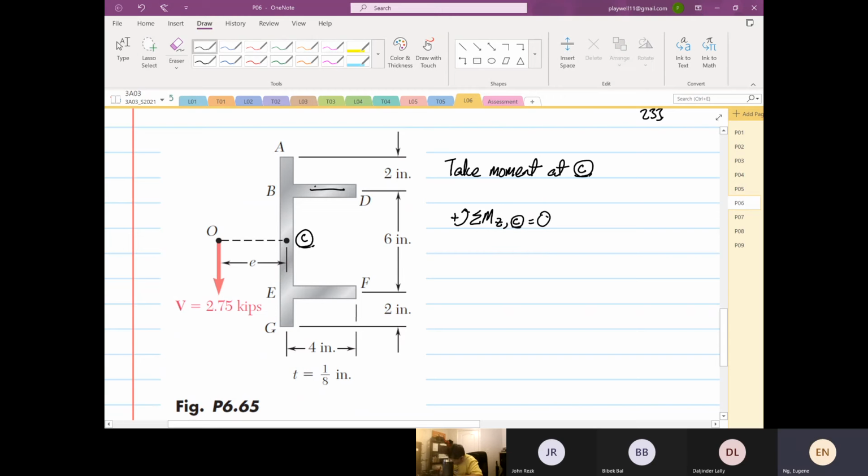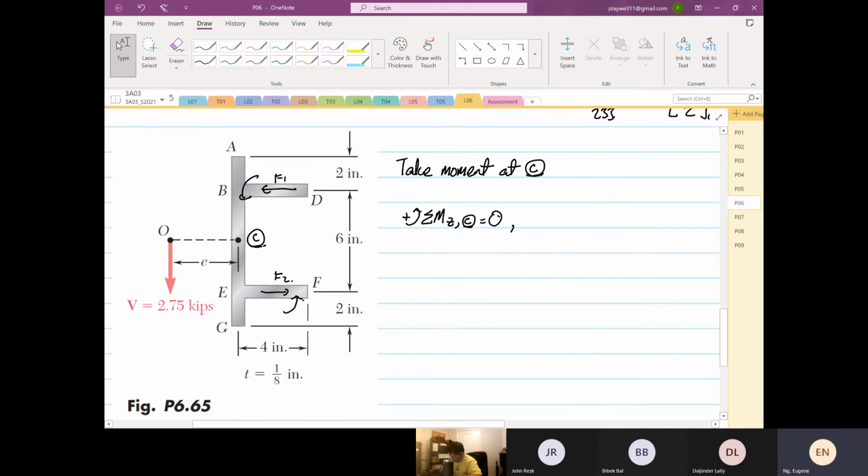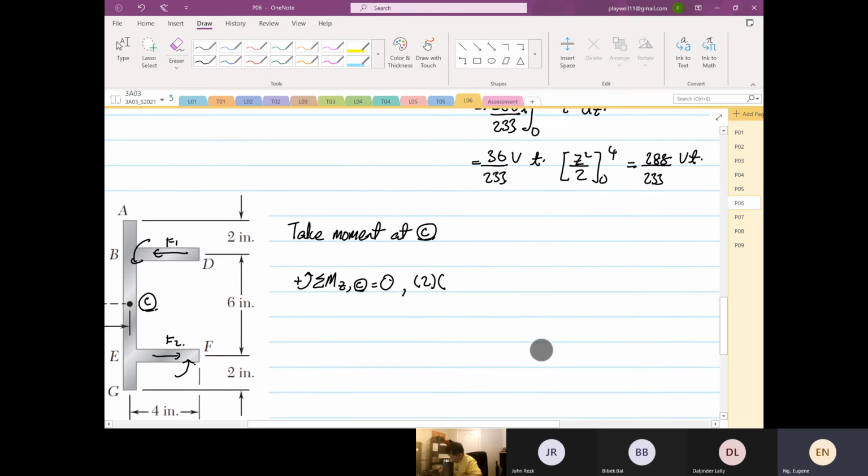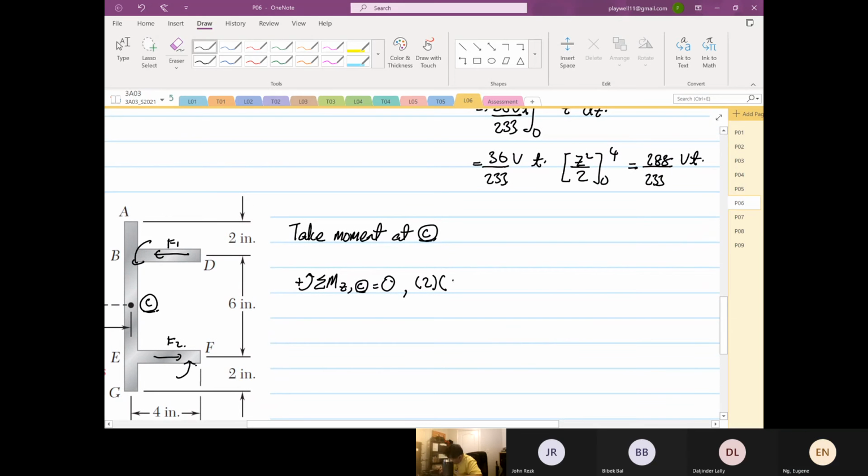You have the direction of your F1 and the direction of F2. F1 and F2 are all going to generate anti-clockwise direction relative from point C. So F1, so twice, F1 is equal to 288 over 233, 288 over 233 VT.